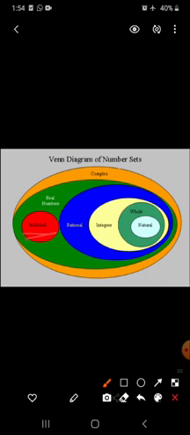Next one is real numbers. The set of rational numbers and irrational numbers together is called real numbers, whereas the complete real number set is called a complex number.